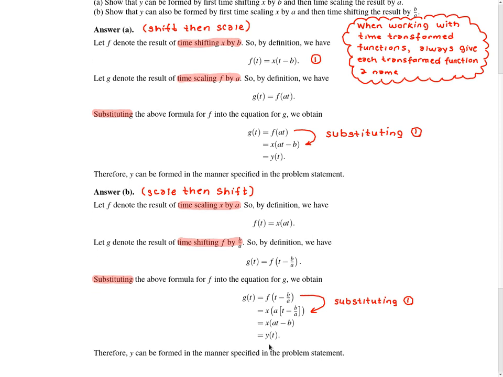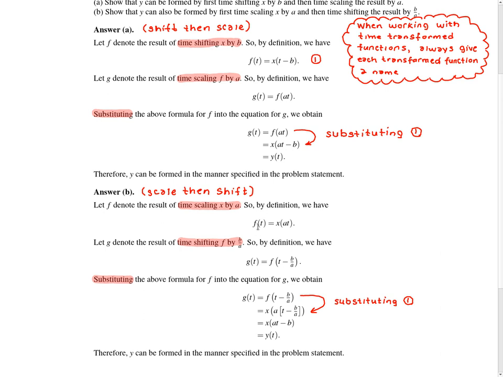So in fact, this process does give us the function y, as is claimed in the problem statement. Again, the main takeaway from this example, really the main example I wanted to go through this, is always get into the habit of whenever you're working with time transformed functions, like for example time shifted functions, time scaled functions, and so on, always give a name to the time transformed version of the function.